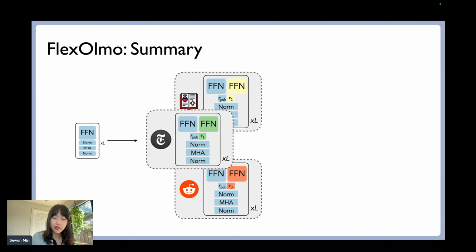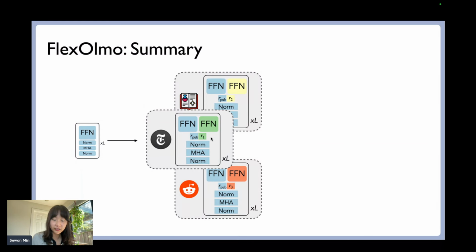And then they keep half of the model frozen so that it's still the public model. The expert models, which are 1 FFN and 1 router embedding for every layer, are trainable. So each data owner can do this training completely independently.